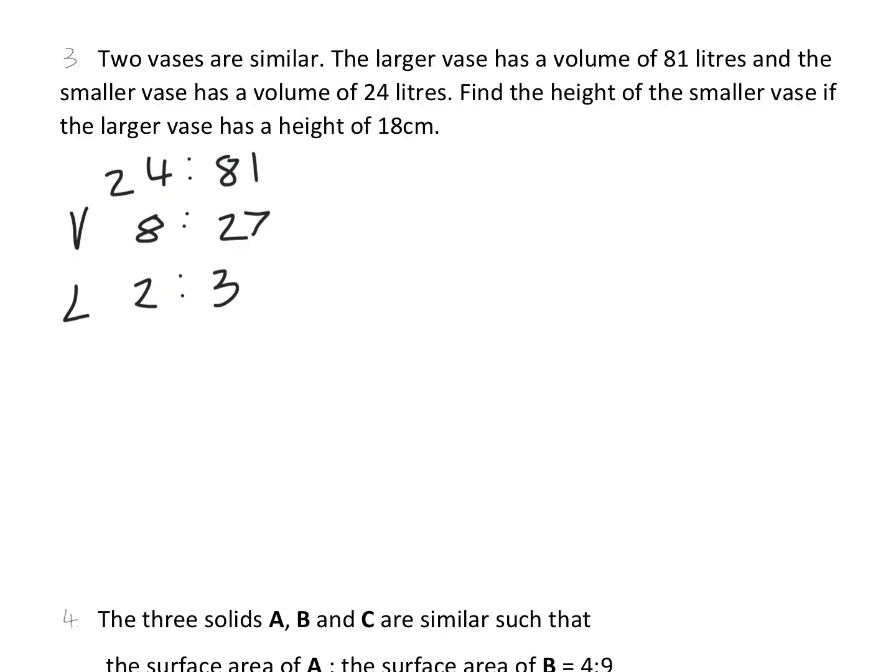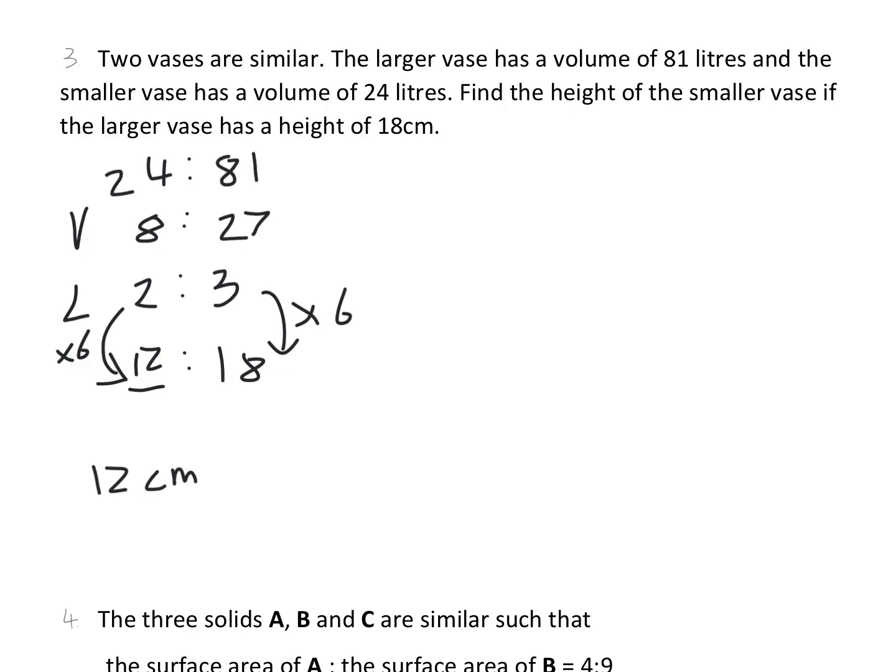So in this question, we've got to find the height of the smaller vase if the larger vase has a height of 18. So let's say we put 18 for the height of the larger vase. We can see that that ratio has been multiplied by 6. So if we multiply the smaller vase's length by 6, we would get 12. So the height of the smaller vase would be 12 centimetres.